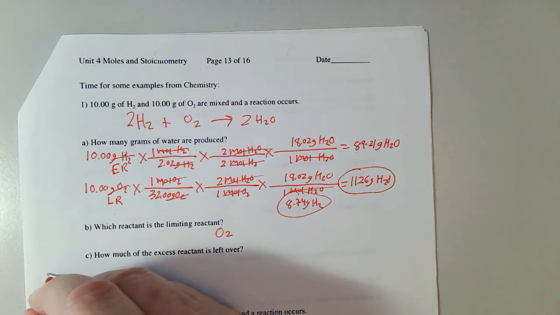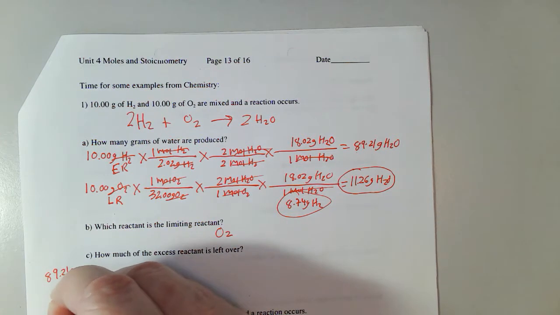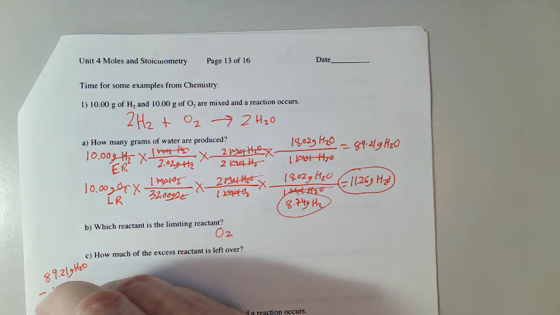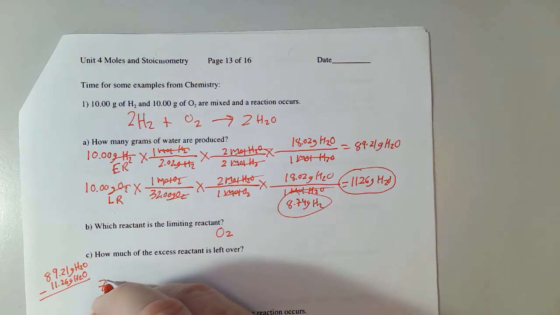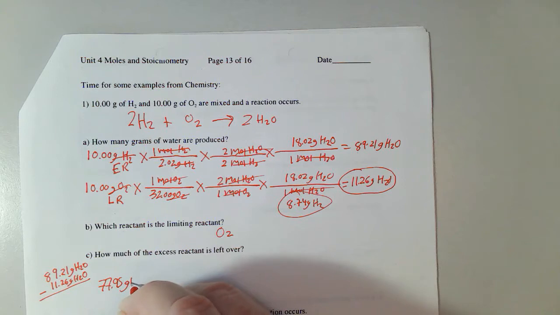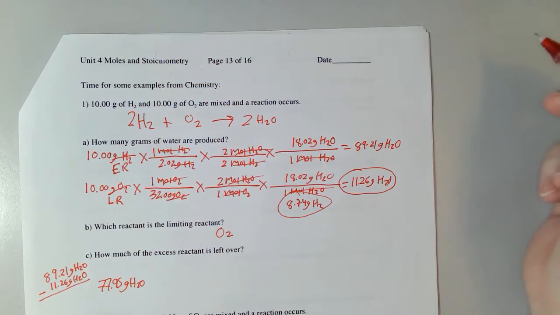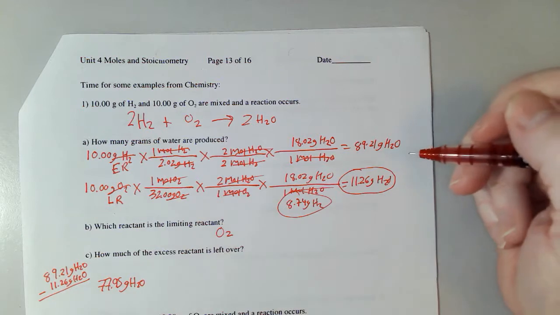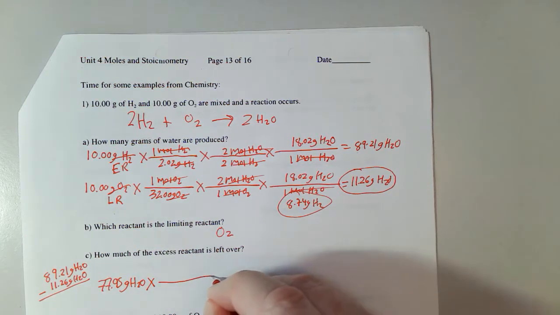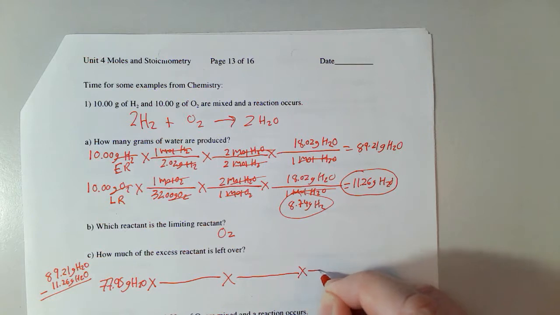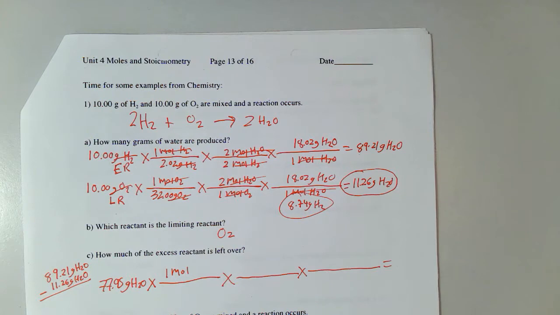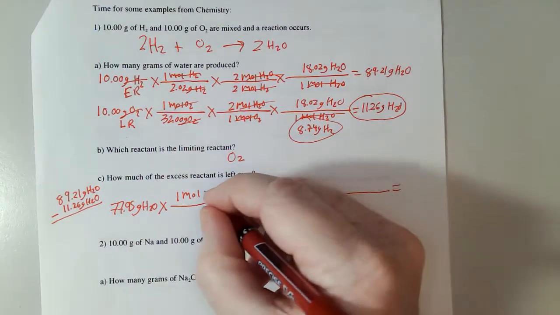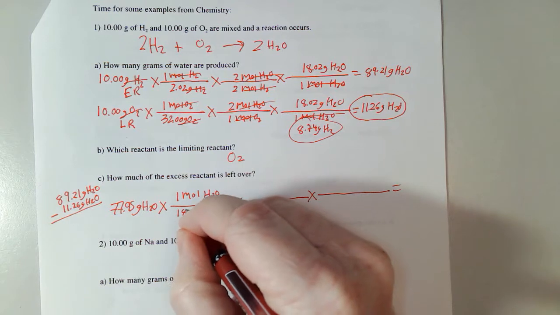So how much of the excess reactant is left over? What I'm going to do is take my 89.21 grams of water minus my 11.26 grams of water. And that gives me 77.95 grams water that I did not make. I had enough hydrogen to make it, but I didn't have enough oxygen. So now I'll do the same thing I already know how to do and work backwards. I like doing this because it's a method I already know. So why not use a skill I already have?